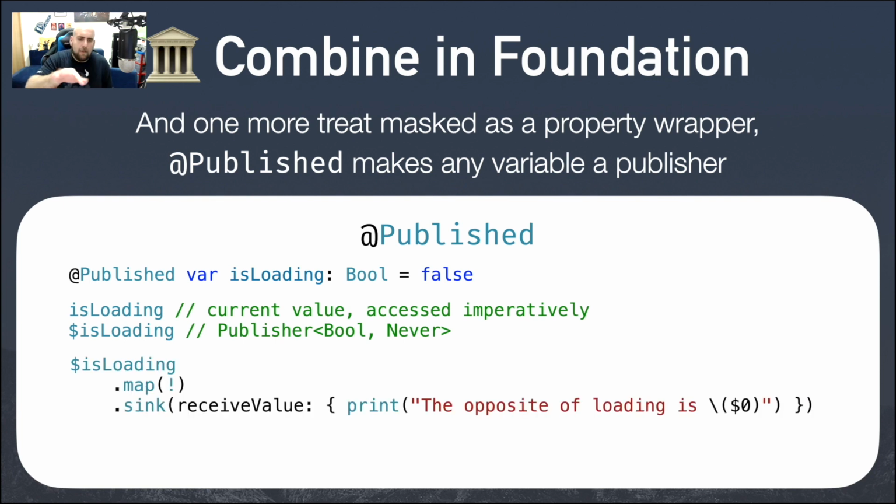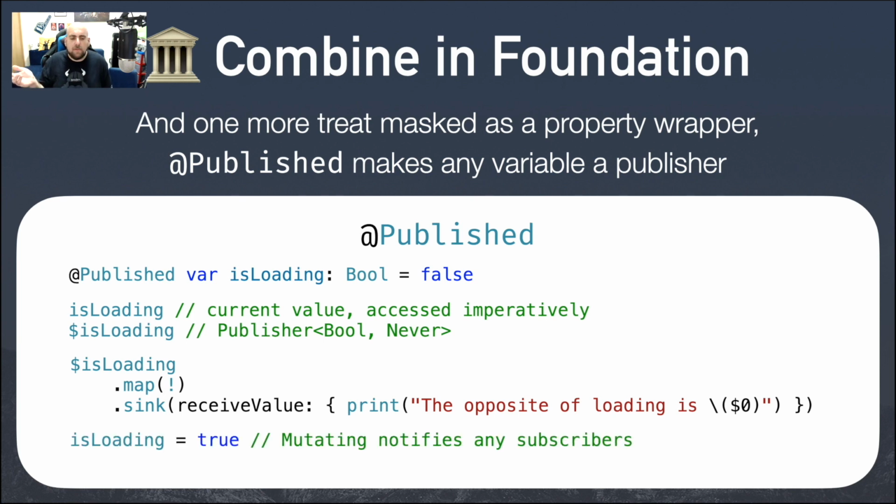Here I'm just doing a map and flipping the false to true or the true to false like a toggle operator, and then I'm printing the opposite of isLoading. And I still get the same capabilities. I can mutate isLoading directly, and that would immediately publish that change to all of my subscribers. So that's actually really, really useful for a lot of use cases. You might already know that one.